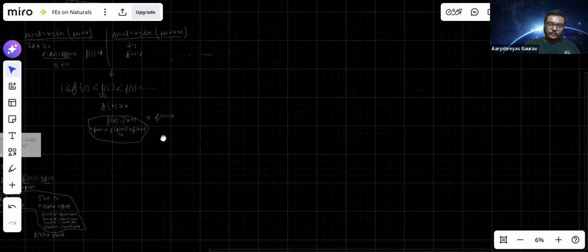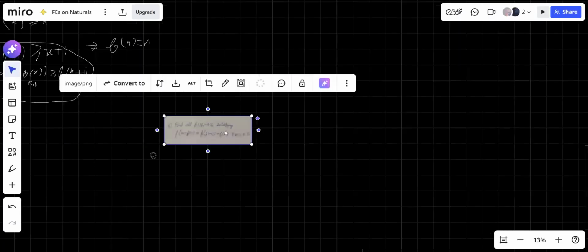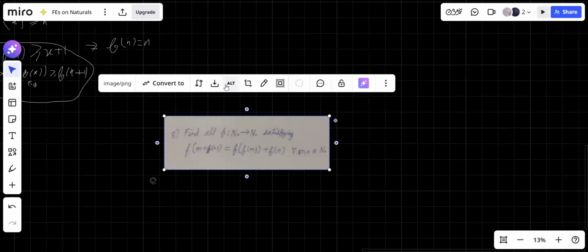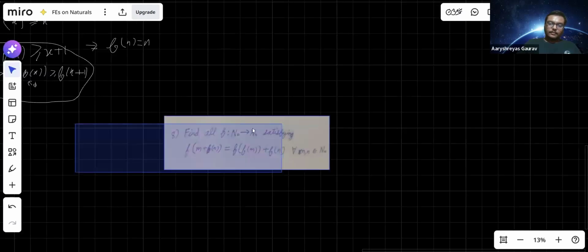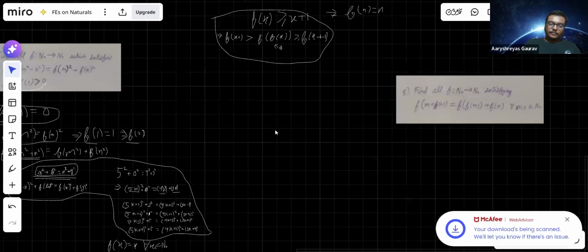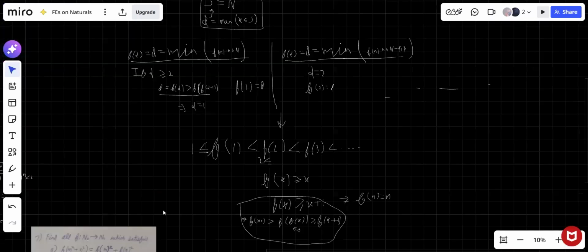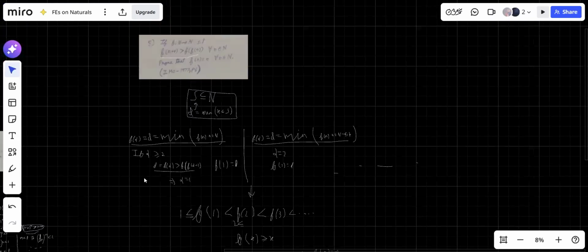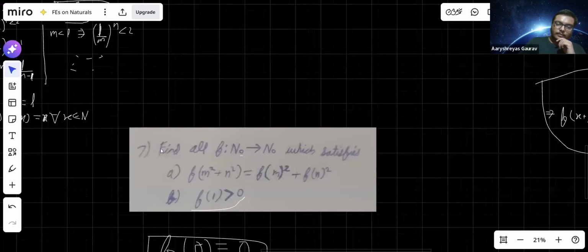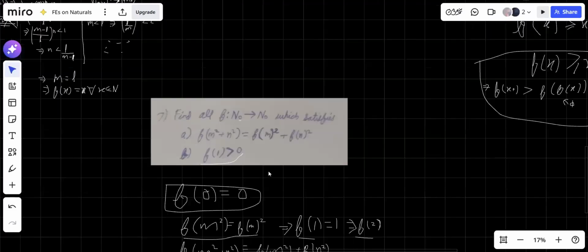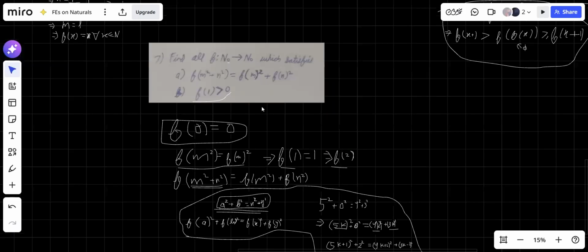Can I give an alternate solution to this problem which you actually said? Yeah, definitely. The fixed points thing. Wait a second, which one? The one which you just solved. This one, the seventh one, right? Yeah. Okay, you can tell it definitely.